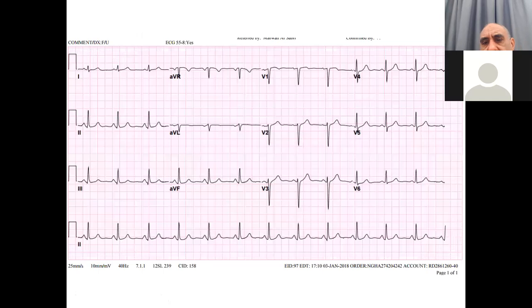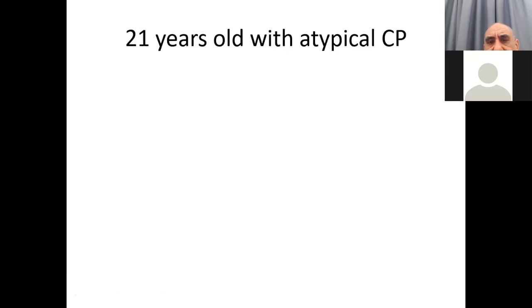Her ECG is also typically normal, because lead 1 and lead 2 are pointing upwards, V1, V2, V3 are pointing downwards, and V4, V5, and V6 are pointing upwards.